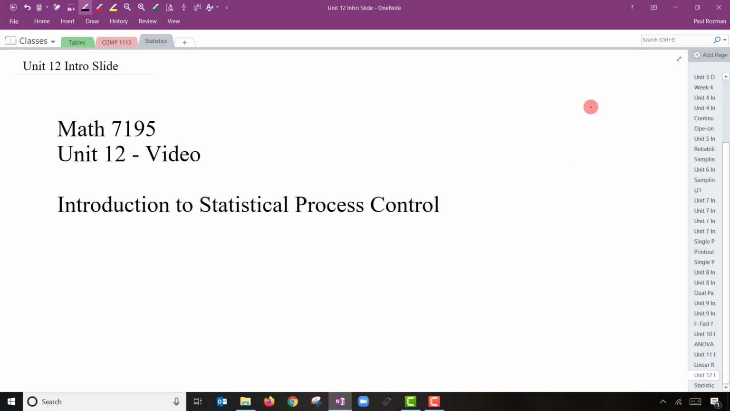Hey, Math 7195. Here we are, unit number 12, Introduction to Statistical Process Control. Basically, we'll just be analyzing data over time, sort of in a quality control setting. This is just an introduction to this topic. It's basically an entire course or even a credential that can be earned in studying statistical process control. So we're just going to test the waters here.